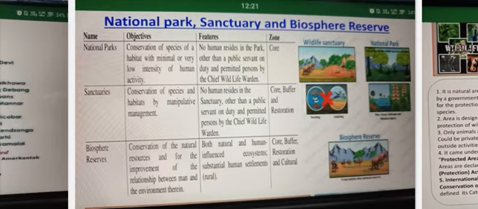Sanctuaries: conservation of species and habitats by manipulative management. No human resides in the sanctuary other than a public servant on duty and persons permitted by the Chief Wildlife Warden. Core area, sanctuary, buffer, and then restoration area.